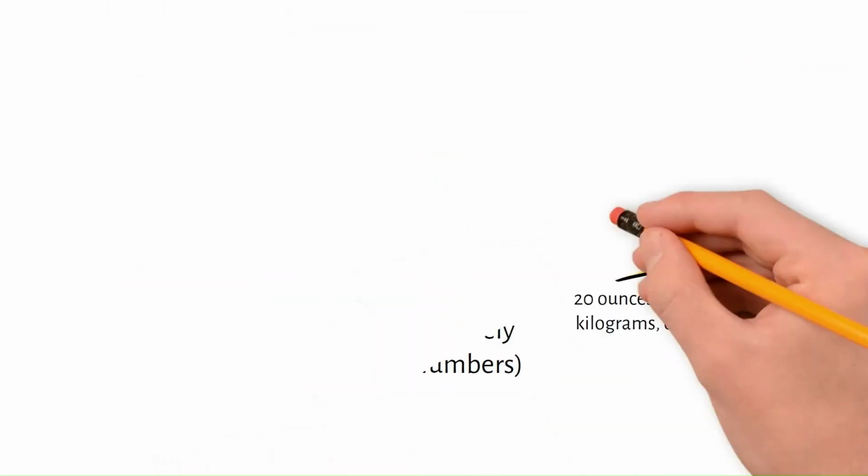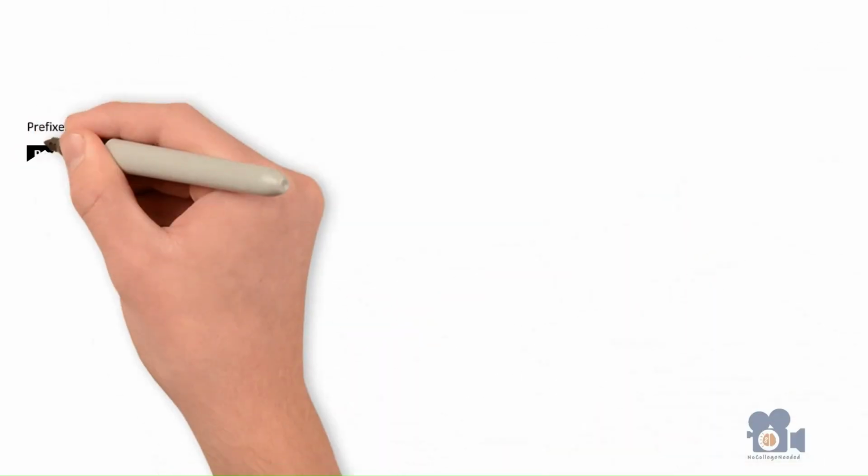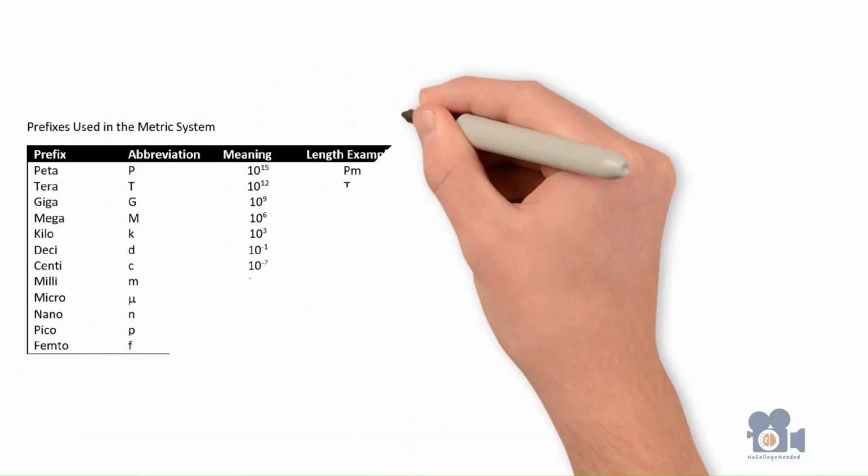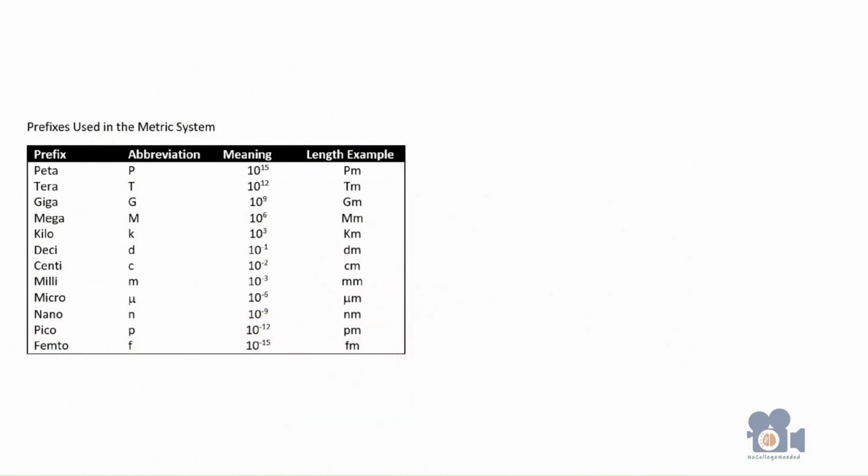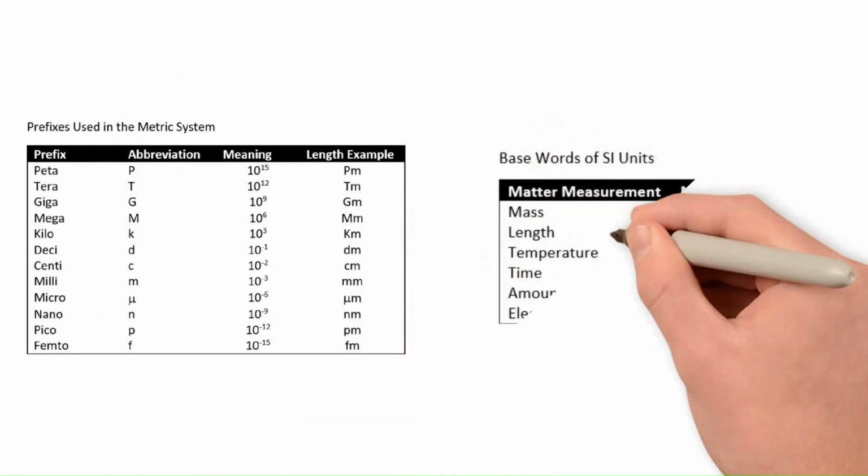As scientists, we use the prefixes of the metric system as the go-to classification of varying measurements. Furthermore, we adopt the base words of the SI unit system.